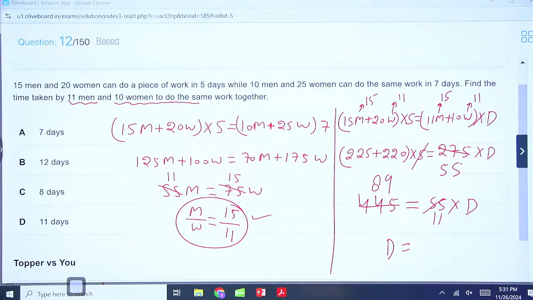Daily class time is 5 p.m., right? So it is 5 p.m. Daily class timing is 5 p.m. Yes. I think there is some error.